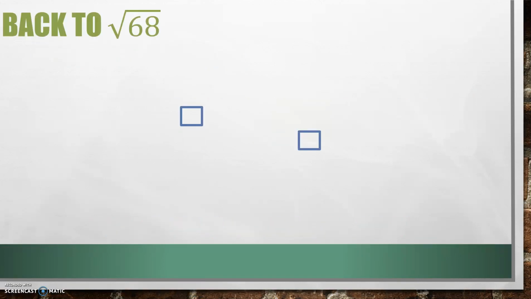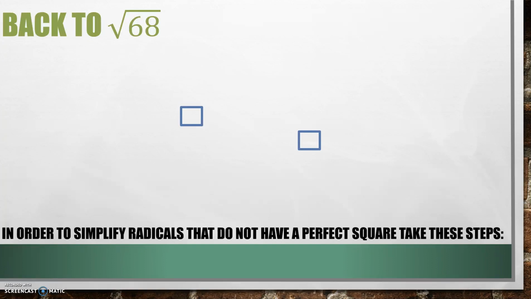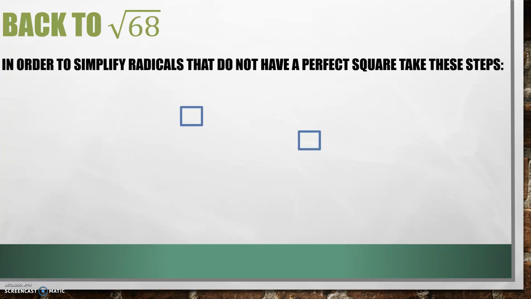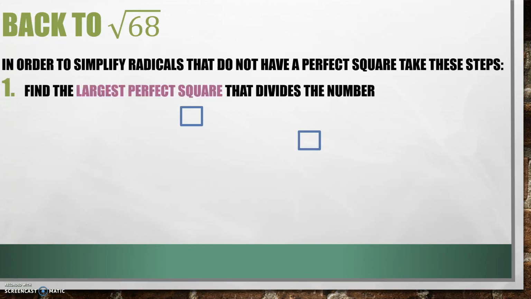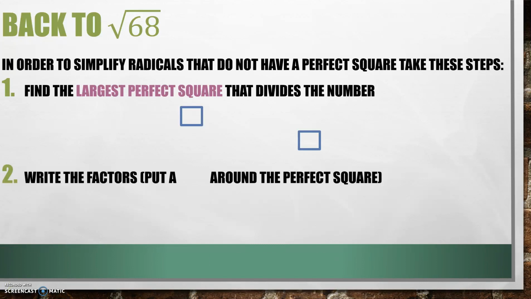So let's go back to the square root of 68 and talk about the steps that we're going to take to simplify a radical. Step number 1, you want to find the largest perfect square that divides the number. Now we're expecting you to know the numbers 1 through 144. However, those aren't the only ones that exist. There are other ones that are bigger, but you only have to have those memorized.